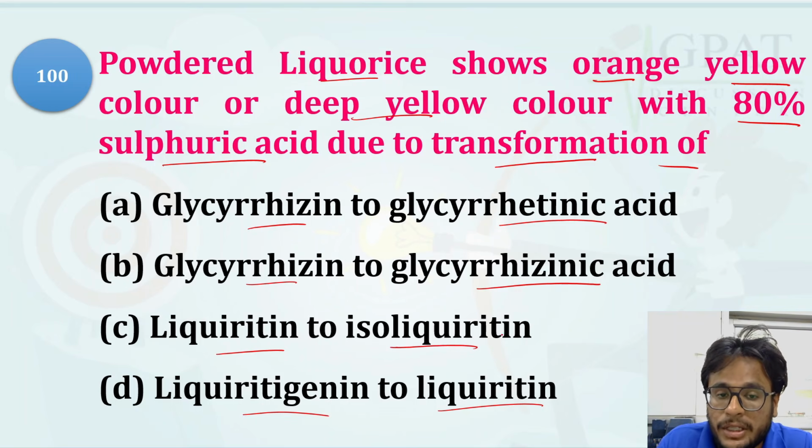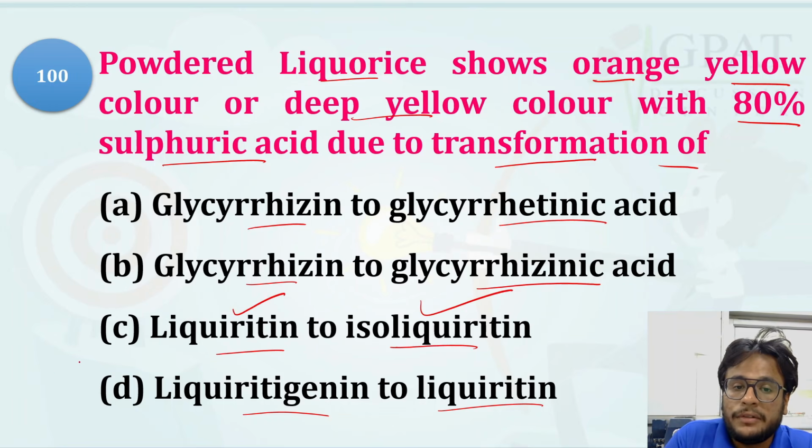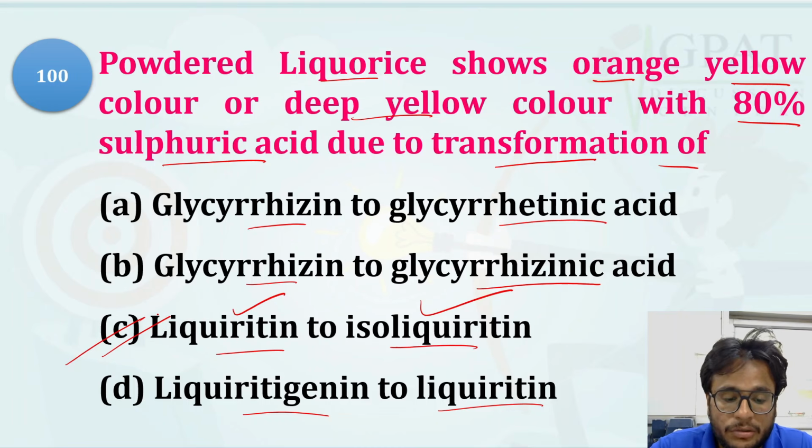So for that particular question, the yellow color of that licorice when combined with 80% sulfuric acid is due to the presence of the two main components of that licorice. First is liquiritin and the second one is isoliquiritin. So C is going to be the correct answer for that particular question.